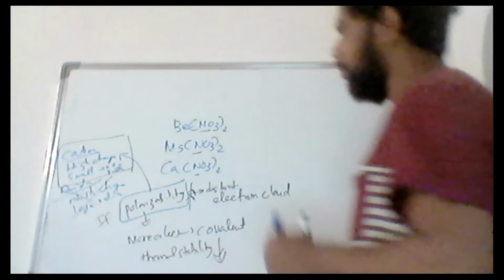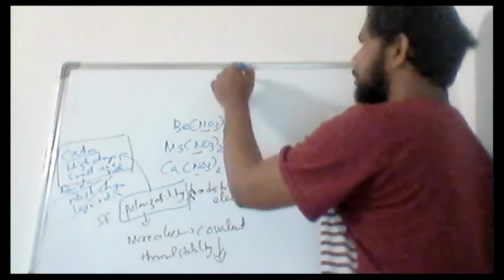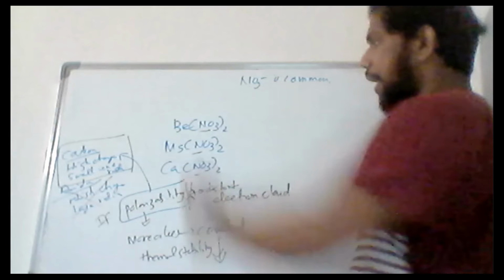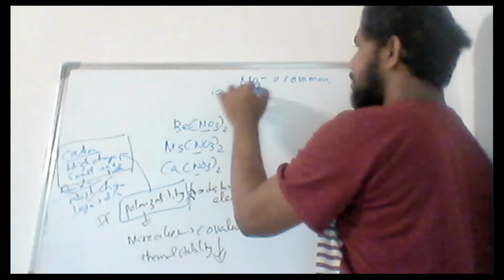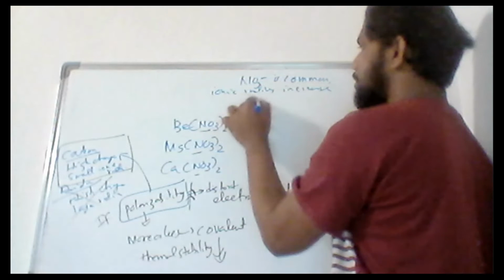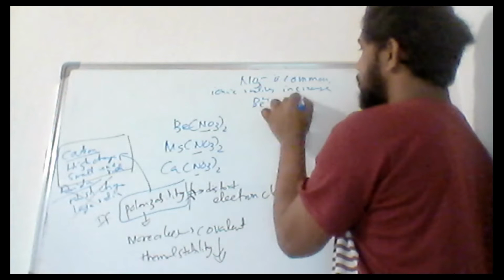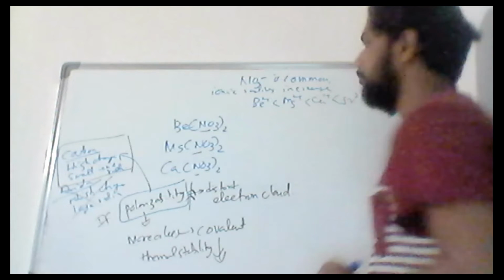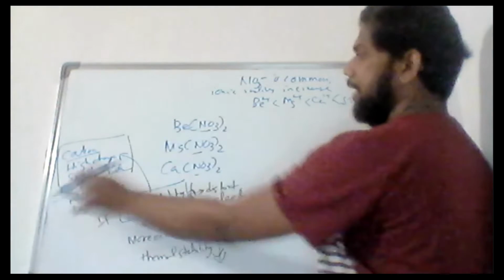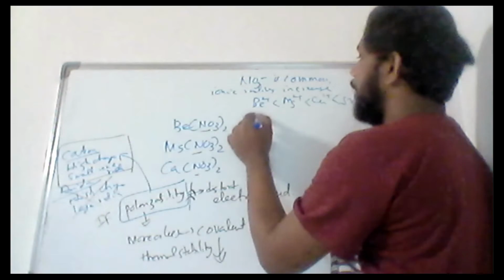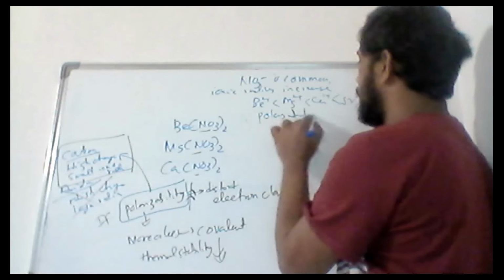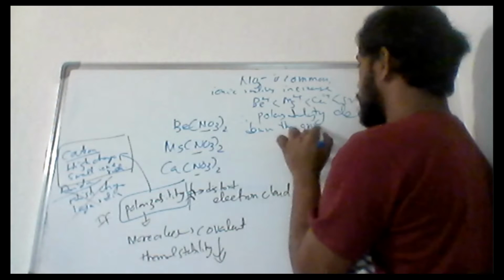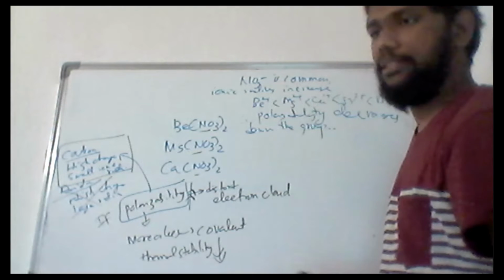So how to write this? You have to write, for all these salts, nitrate is common. Going down the group, ionic radius increases as beryllium 2 plus, magnesium 2 plus, calcium 2 plus, strontium 2 plus, barium 2 plus. Then you can write, therefore, radius increasing means polarizability is lower. So you can write, therefore, polarizability decreases down the group. Why? Because ionic radius is increasing.